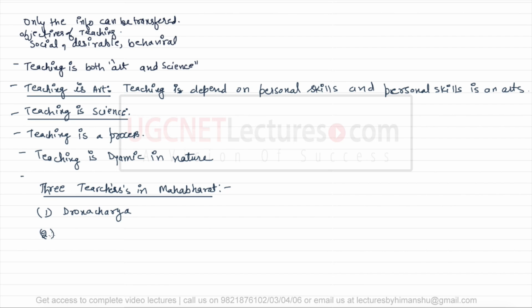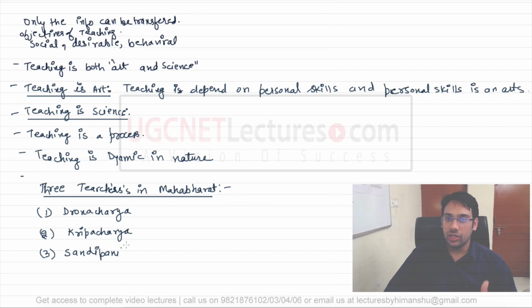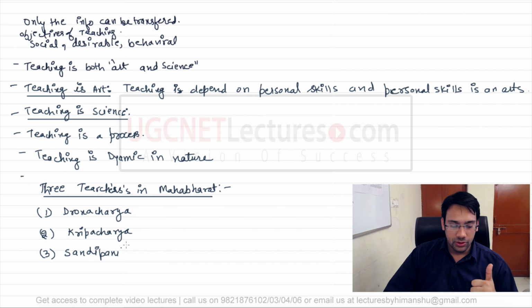Second one is Kripacharya. And third one is Sandipani. Okay, so when I'm saying Dronacharya, we are providing higher education, or you can say advanced education. Those teachers are called Dronacharyas. When we have Kripacharya, it means we are providing the basic knowledge. And when we are saying Sandipani, that means these teachers are providing complete education to the student.